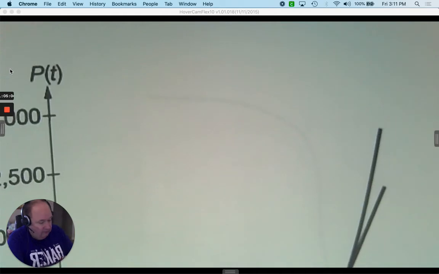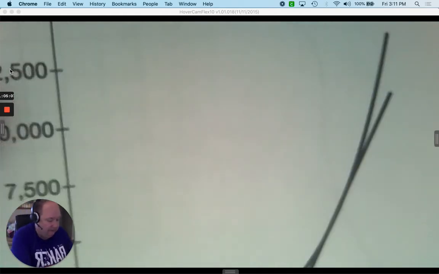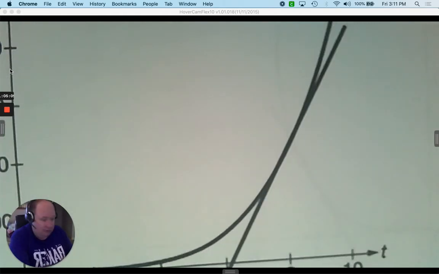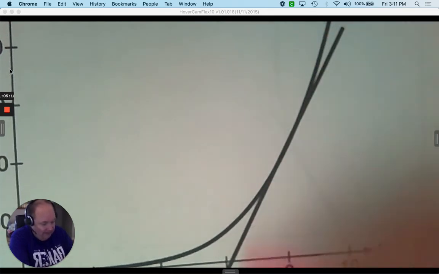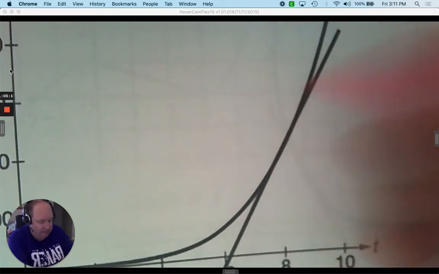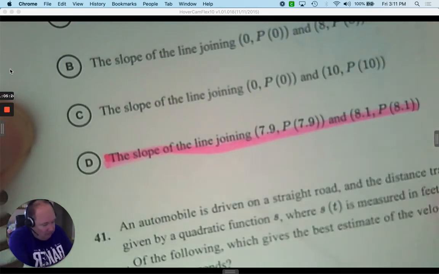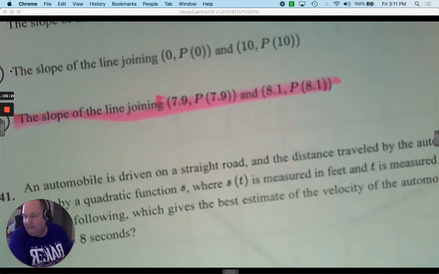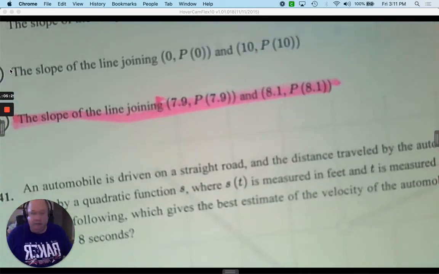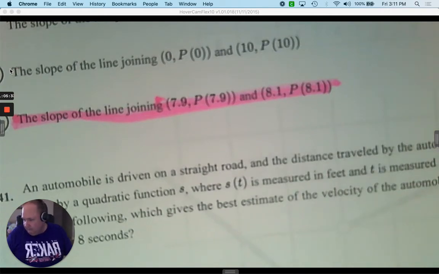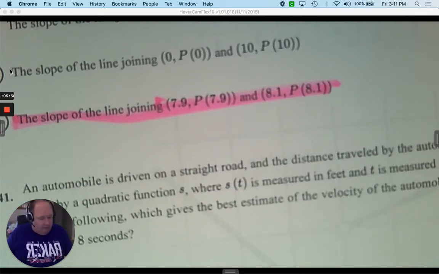So I'm going to get a similar question here. The size of bacteria, and you have a graph and want to know what's the slope. The instantaneous rate of change is the slope of this line. What would give you the best estimate of that? So we're looking at the same idea here, that the slope between 7.9 and 8.1 would give you the best estimate of what that slope would be. Look at number 41.